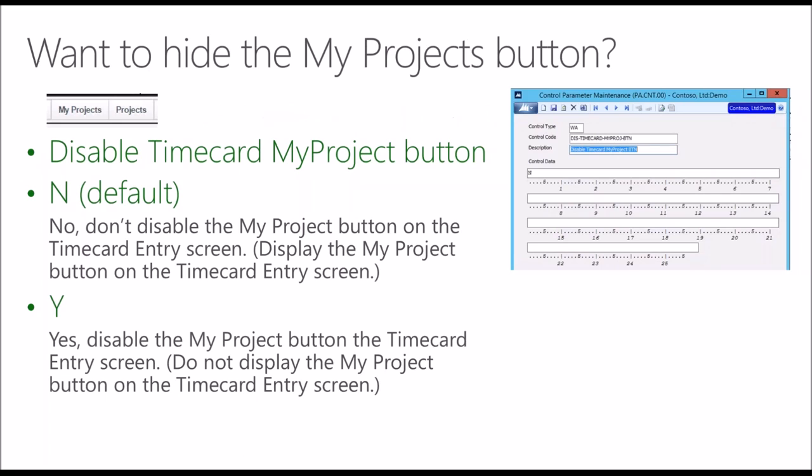Same idea here. We also have the idea of being able to disable the Projects button as well, so we can go through and turn off the Projects button the same way. Instead of using the Disable My Project button, it's disabling the Project button. So same idea, 2 different areas. Again, now we can turn on or off My Projects as well as Projects.